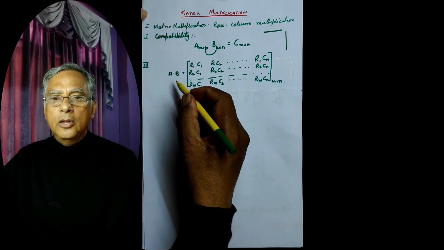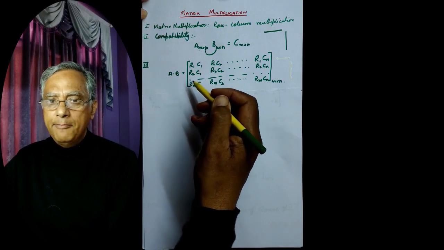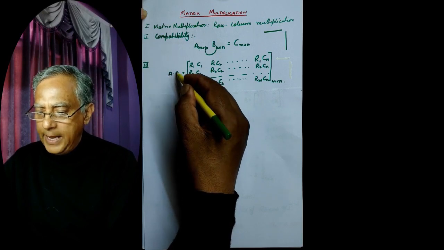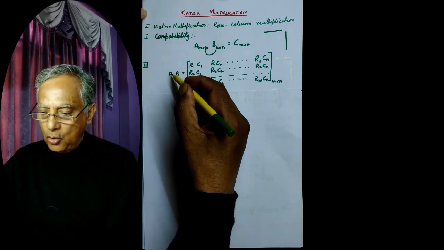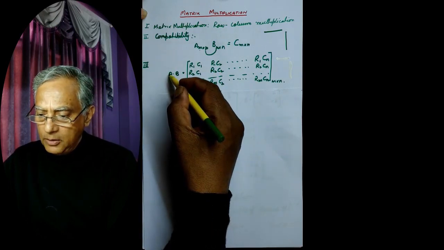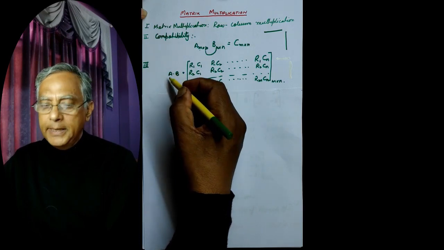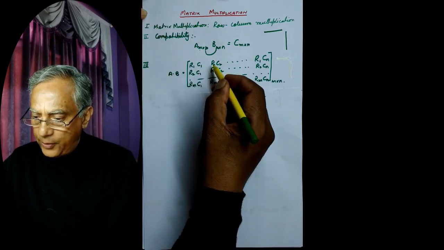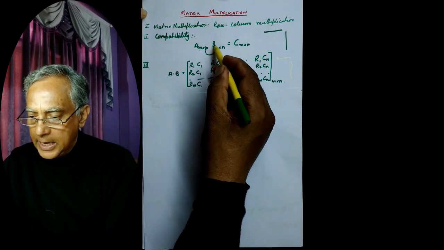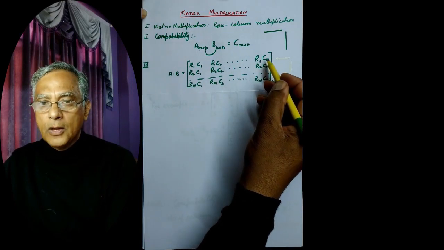Now we come to the rule. How do we multiply two matrices? What is the method? The method is we multiply the rows of A with the columns of B. For example, we take the first row. The first row will be multiplied with all the columns of B, and we will get first row with first column, first row with second column, and so on, first row with last column of B, the nth column.